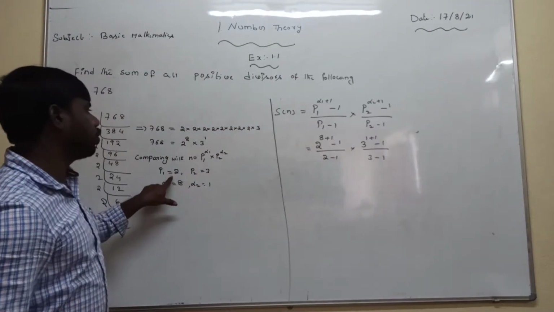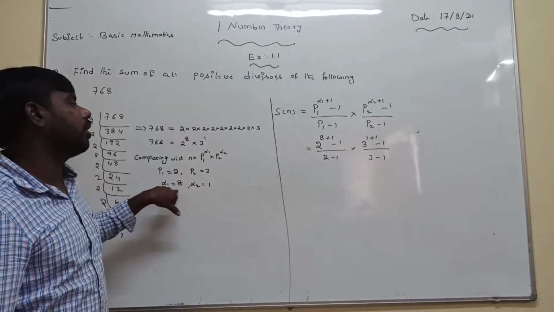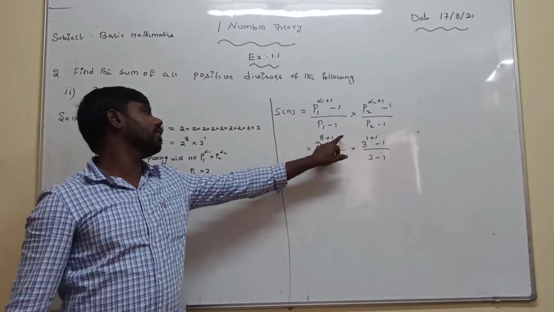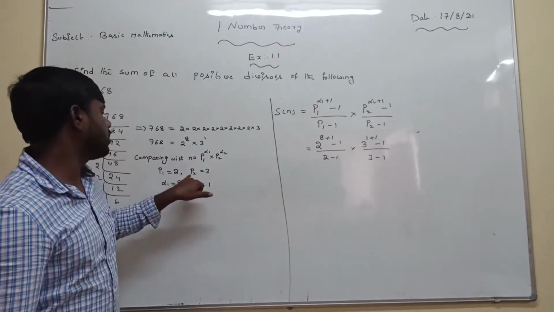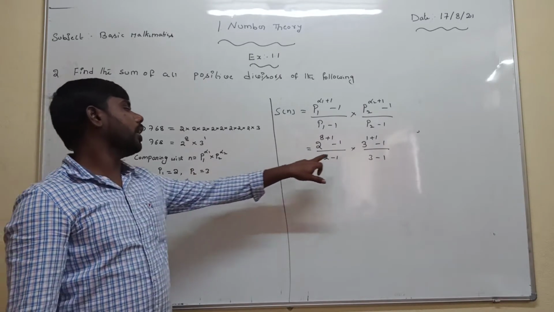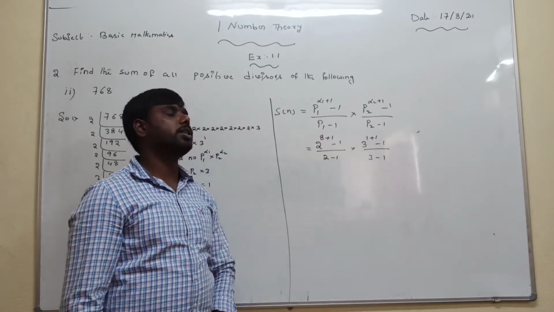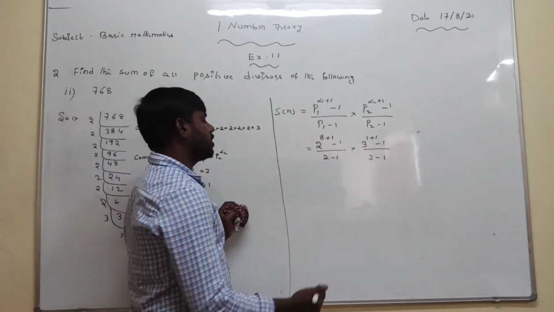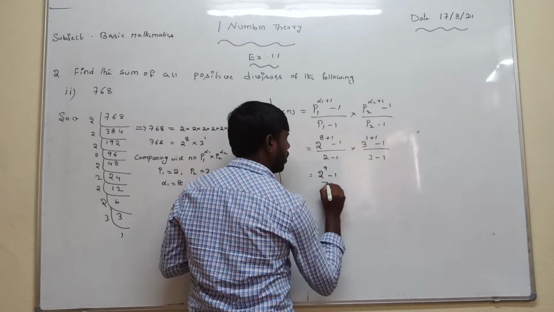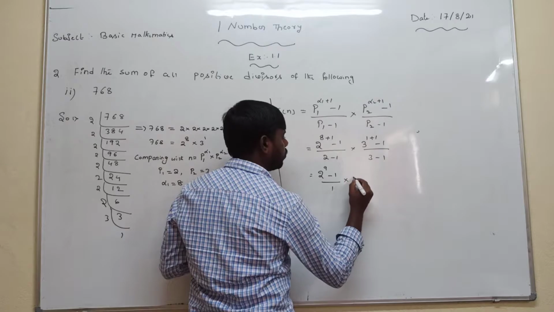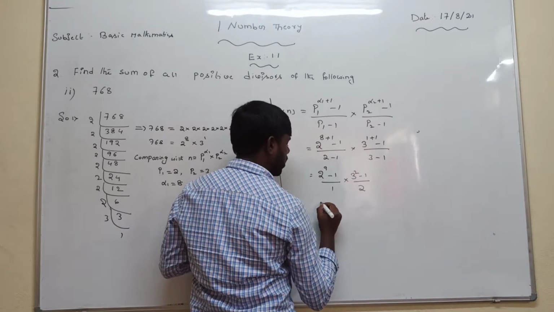So P1 value is 2 power of alpha 1 plus 1. What is the alpha 1 value? 8. So 8 plus 1, minus 1, divided by P1 value 2 minus 1, into P2, what is the P2 value here? 3. 3 power of alpha 2 value 1 plus 1, minus 1, divided by 3 minus 1. Now simplify this one. 8 plus 1 is 9, minus 1, divided by 2 minus 1 is 1, into 3 square minus 1 divided by 3 minus 1 value is 2.